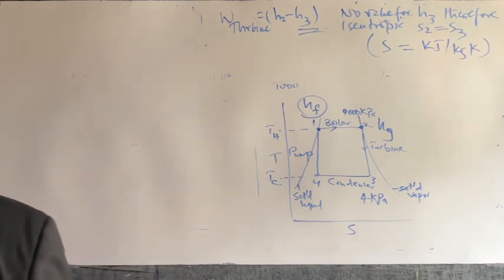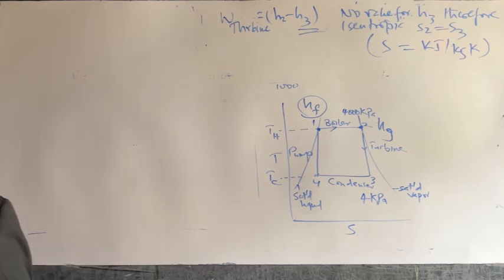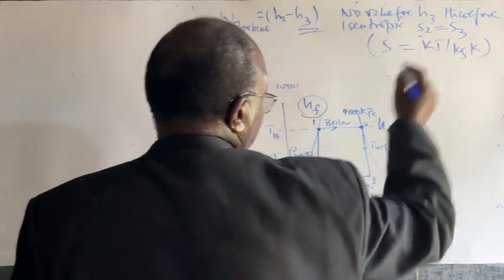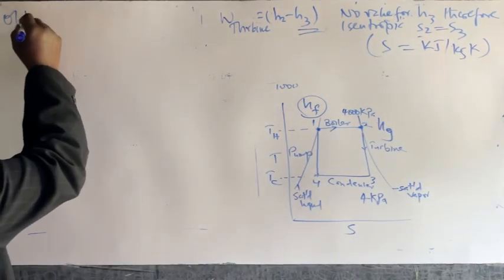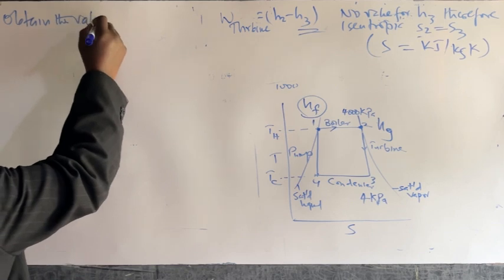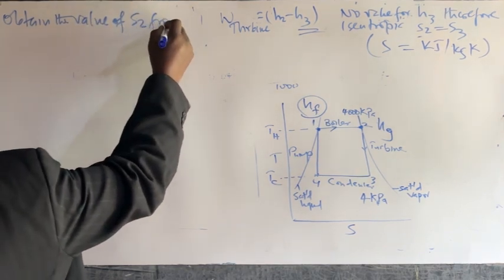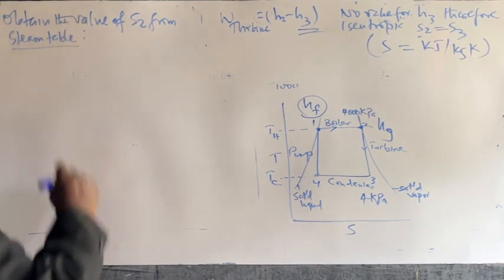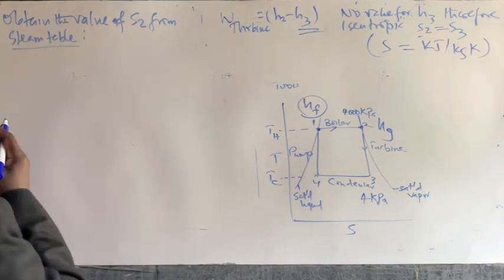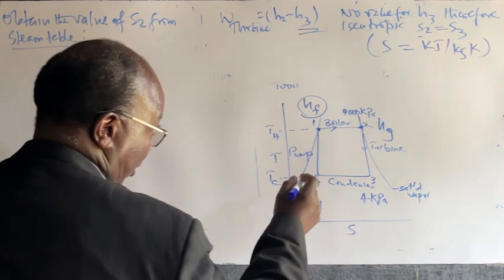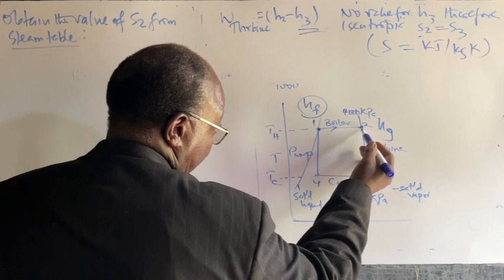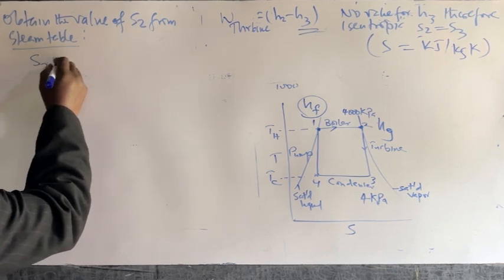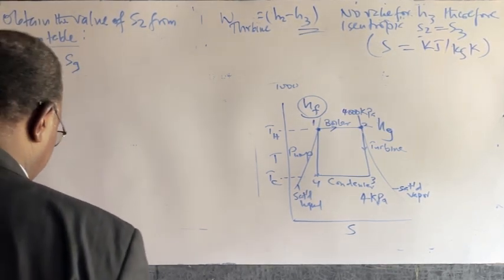So we can find the value of S2 from the steam tables. Obtain the value of S2 from the steam table, because you know the saturation temperature. So you can get the value from the table. And what does that correspond to? We are talking of the entropy in the gaseous form, not the liquid form. So S2 is the same as Sg.